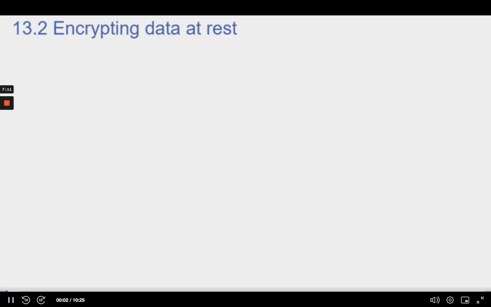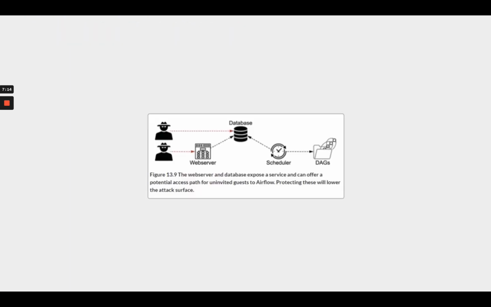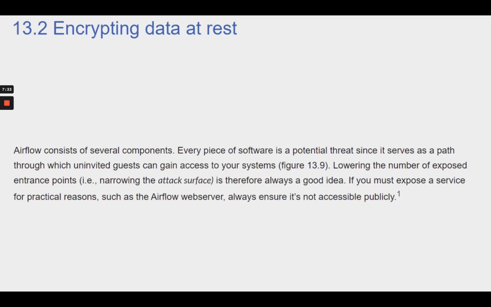Section 13.2, Encrypting Data at Rest. The RBAC interface requires users to exist in the database with a username and password. This prevents random strangers just looking around from having access to Airflow, but is far from perfect. Before diving into encryption, let's look back at Airflow's basic architecture from Figure 12.1. Airflow consists of several components. Every piece of software is a potential threat, since it serves as a path through which uninvited guests can gain access to your systems. Figure 13.9.